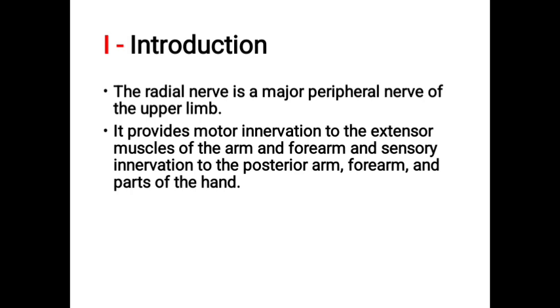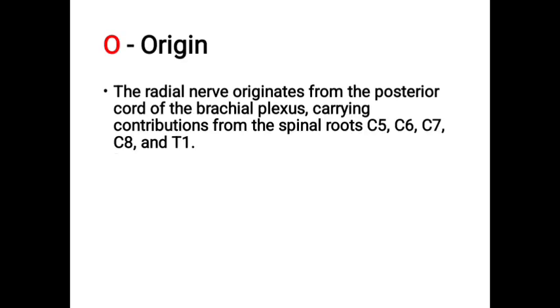It provides both innervation to the extensor muscles of the arm and the forearm, and sensory innervation to the posterior arm, forearm, and part of the hand. Now, the radial nerve originates from the posterior cord of the brachial plexus and carries contribution from the spinal roots of C5, C6, C7, C8, and T1. So the spinal root of the radial nerve is C5 to T1.